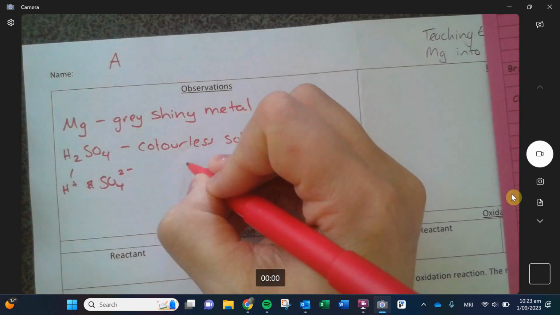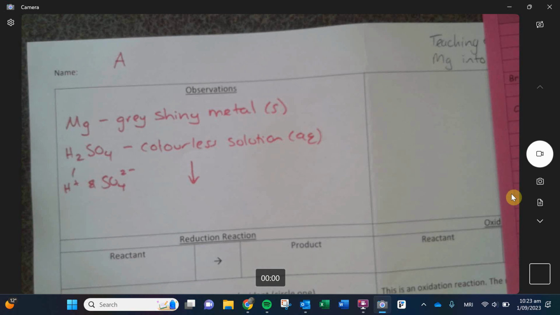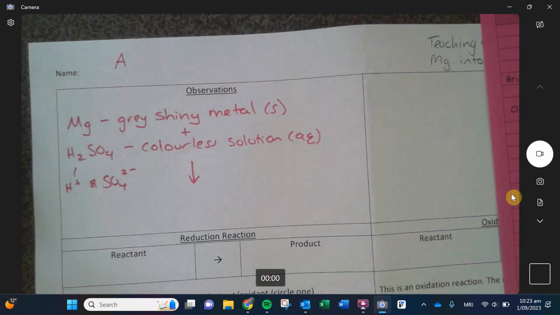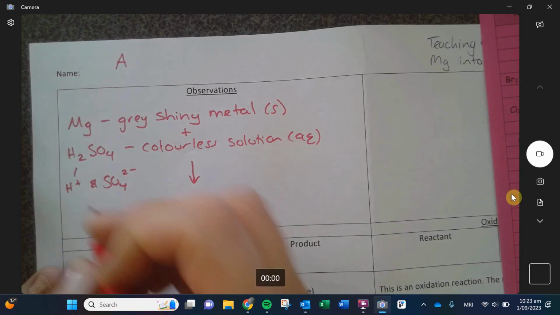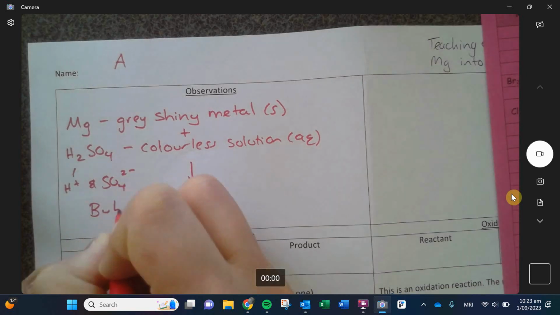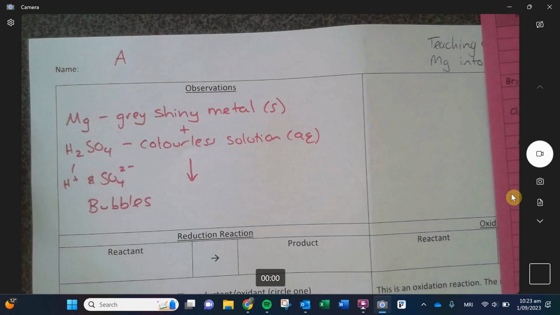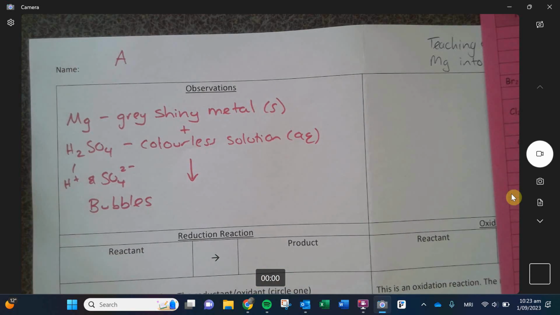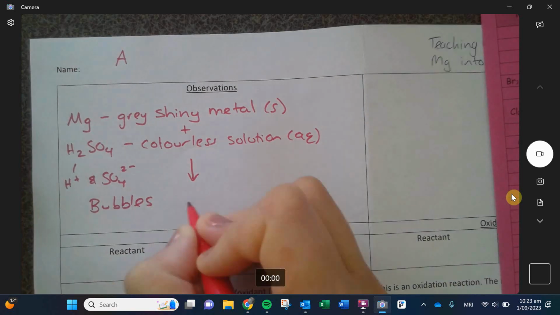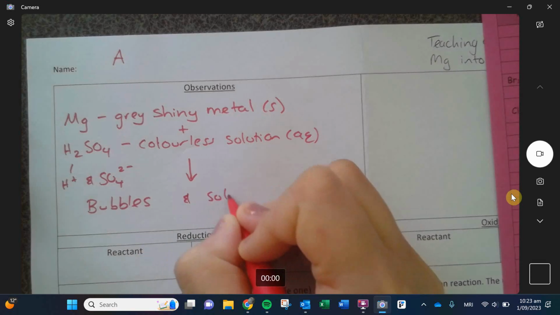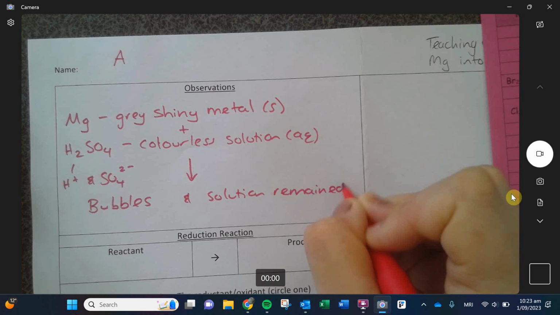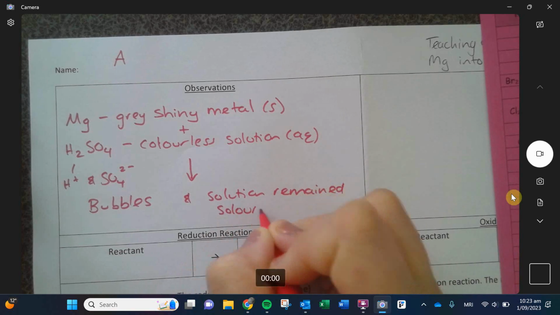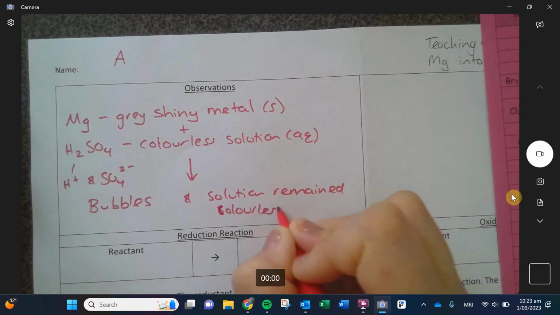Right, then we need to think about what happens with that reaction. So after I mix those two things together, what did we see happening? We saw bubbles. And what was the solution color? Colorless. So the solution remained colorless.